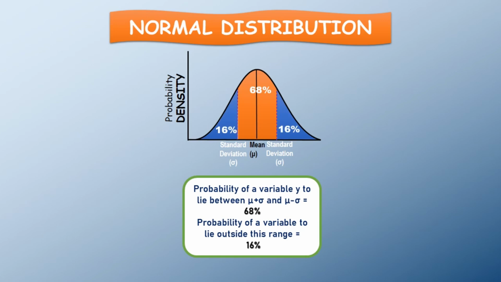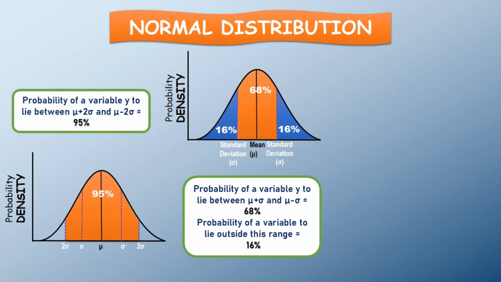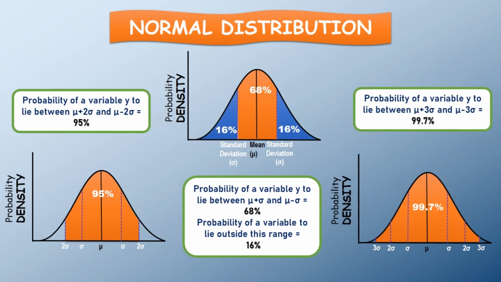Another feature is that if the x-axis value is taken from the mean to twice the standard deviation, or say between twice the standard deviation on both sides, then the probability of a variable to lie in that range will be 95%. This 95% increases to 99.7% if instead of twice the standard deviation we take thrice the standard deviation.